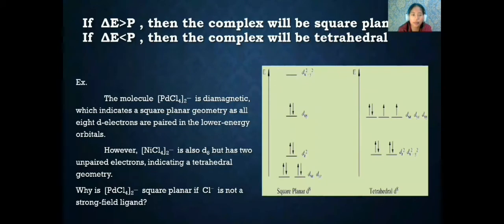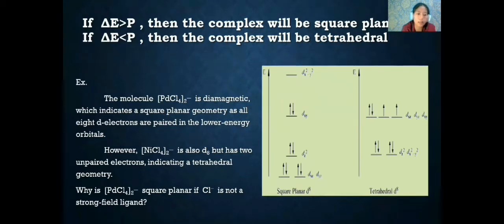So if delta E is greater than P, the pairing energy, then the complex will be square planar. But if the delta E, the energy, is less than the pairing, then the complex will be tetrahedral. So we have here an example. The molecule PdCl4 is diamagnetic, which indicates a square planar geometry, as all 8 d electrons are paired in the lower energy orbitals. However, NiCl4 is also d8 but has two unpaired electrons, indicating a tetrahedral geometry.